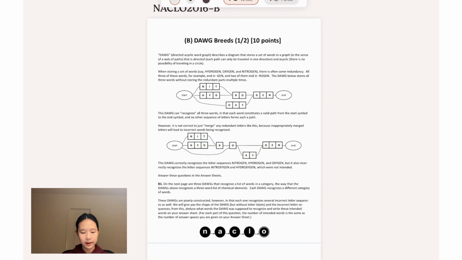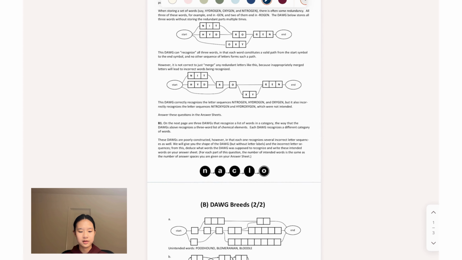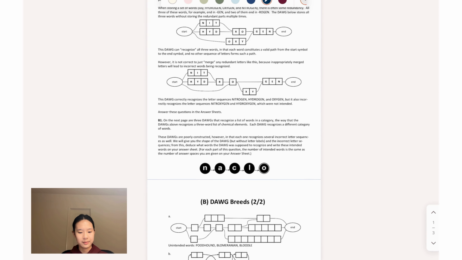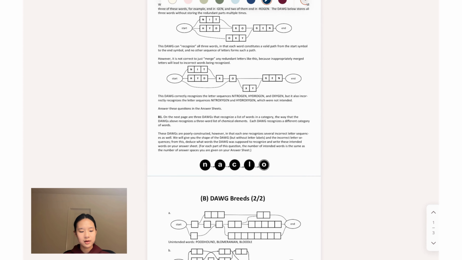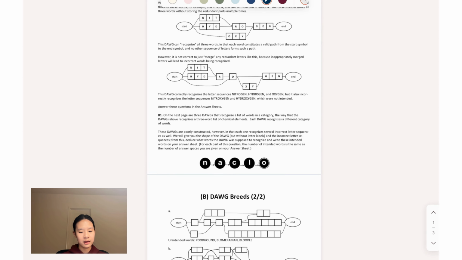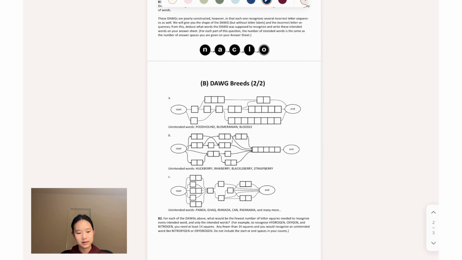So the first question is, on the next page, there are three DAWGs that recognize a list of words in a category, the way that the DAWG above recognizes a three-word list of chemical elements. Each DAWG recognizes a different category of words. But these DAWGs are poorly constructed, and each one recognizes several incorrect letter sequences as well. It gives the shape of the DAWG without the letter labels, and the incorrect letter sequences.